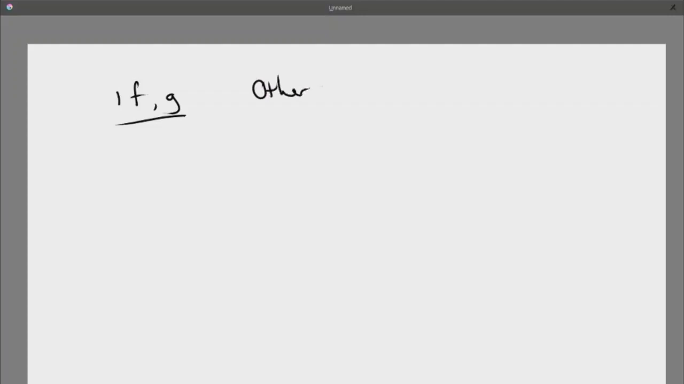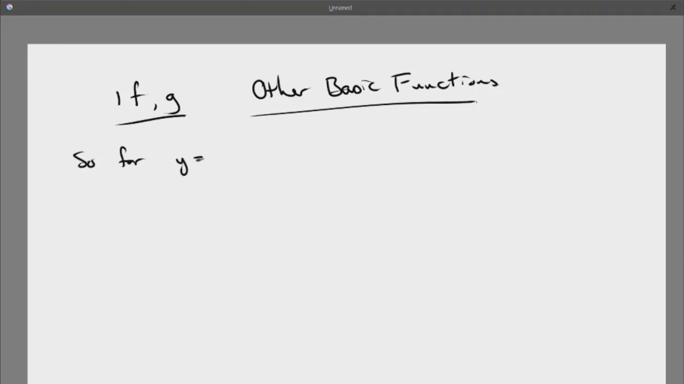Let's say, other basic functions. We only have so far y equals x squared. And as much fun as it is to just look at one, it's probably a good idea to have a couple, have some variety, to practice these transformations and review them as well.